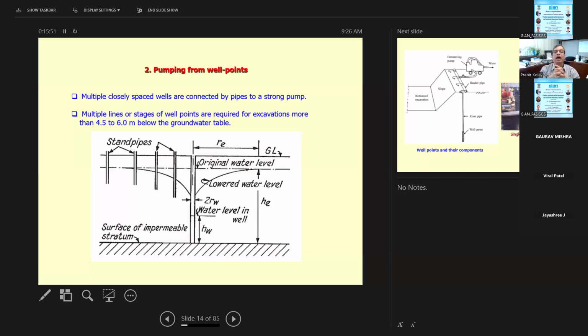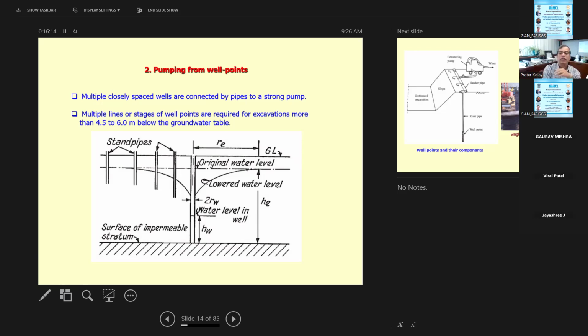So here, well point. Depending on the area, you need to choose how many well points you need to use and what type of pump you need to use. A lot of things go into design problems, but this is very basic. Sometimes you need to use multiple lines of well points, required for extending more than 4 to 5 meters below the groundwater table.